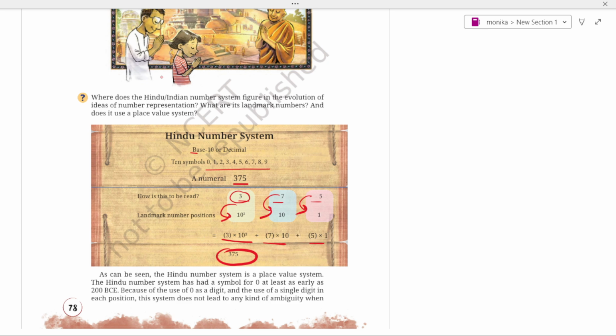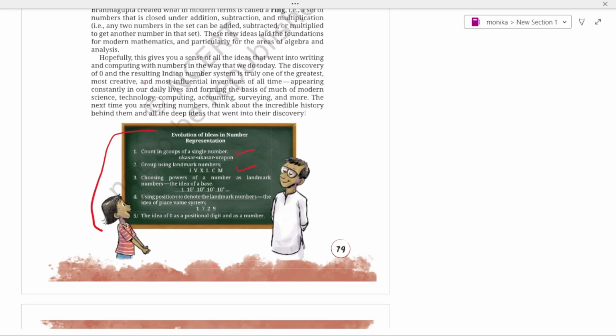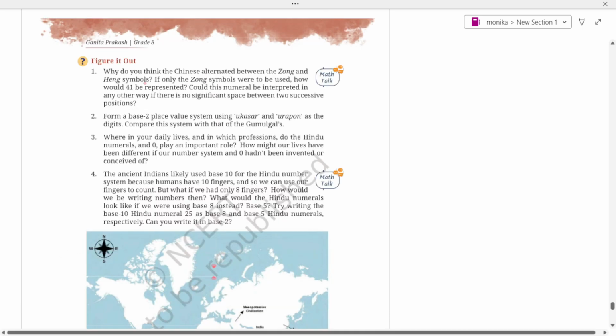Without any delay, you can see the evolution of the idea of number representation that we have covered till now. We have gone through the Mayan system, then Romans, and then many other regional number systems and their landmark numbers, and then after them the number systems. So this is the last figure that we are covering now.